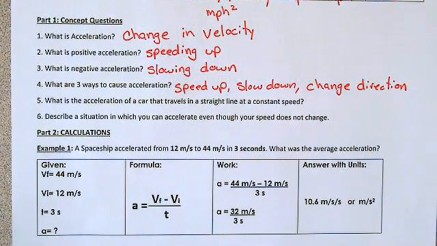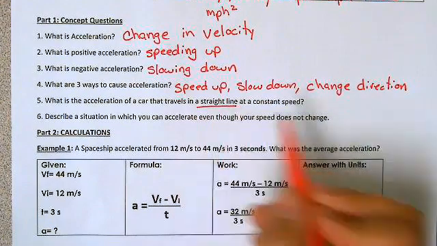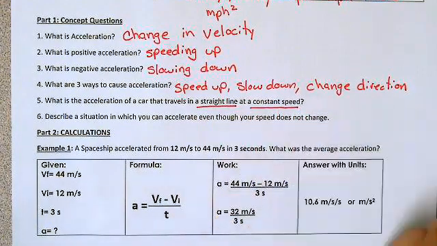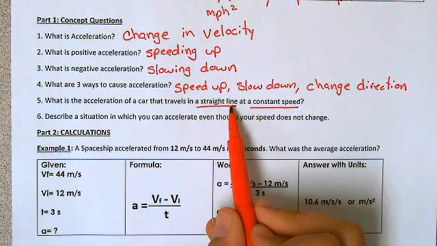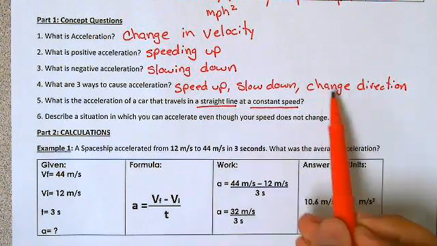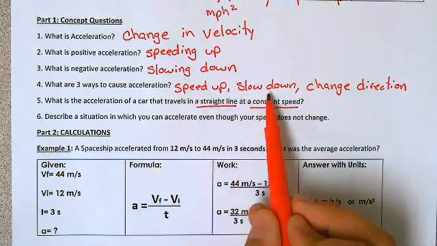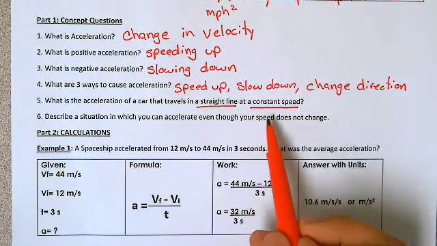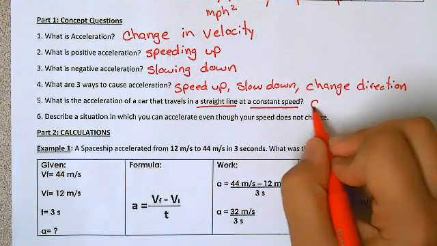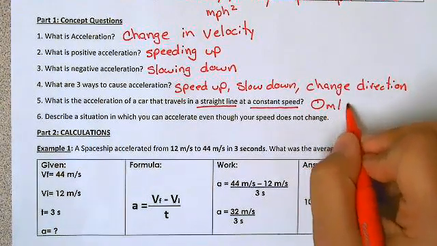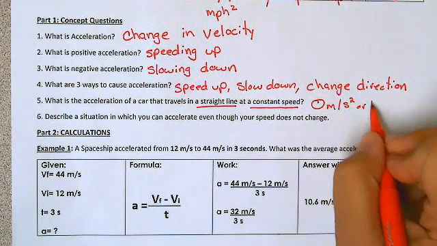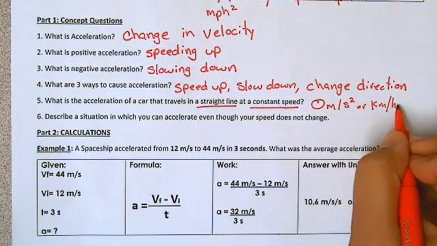Number 5 says, what is the acceleration of a car that travels in a straight line at a constant speed? So this is a trick question. If it's a straight line, it is not changing direction. If it's at a constant speed, it's not speeding up and it's not slowing down. So the acceleration for this would be 0. And that's either going to be in meters per second or it could be kilometers per hour.